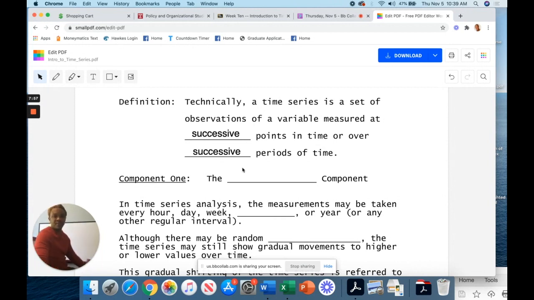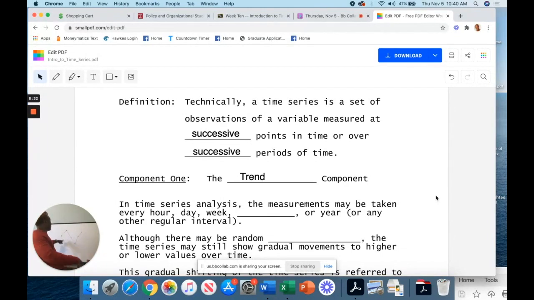So the first component, this is pretty simple here. We're going to call it the trend component, and we're going to see what that means. So I'm going to give you data, and when it's all said and done, it's going to look something like here, here, here, and we're just going to end up connecting the dots, right? In a regression, you notice we didn't really connect the dots. We just put a regression line kind of to summarize the pattern of the dots.